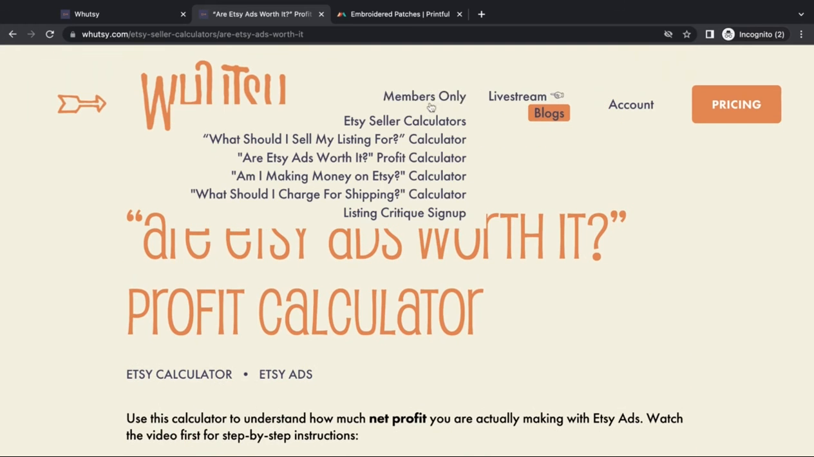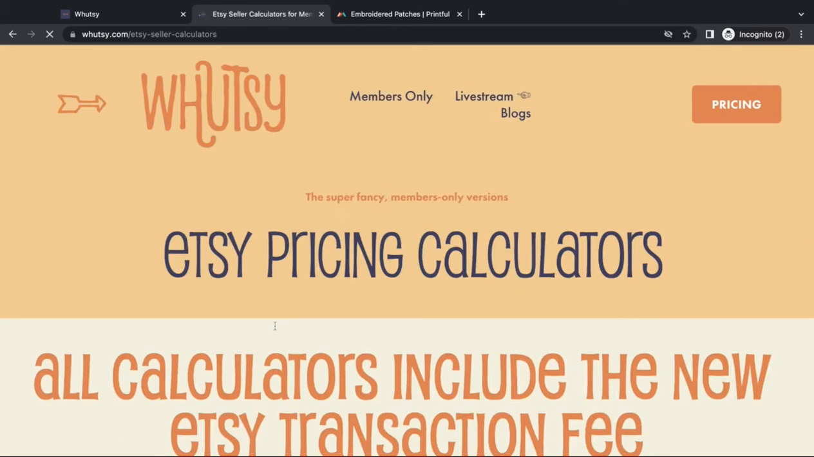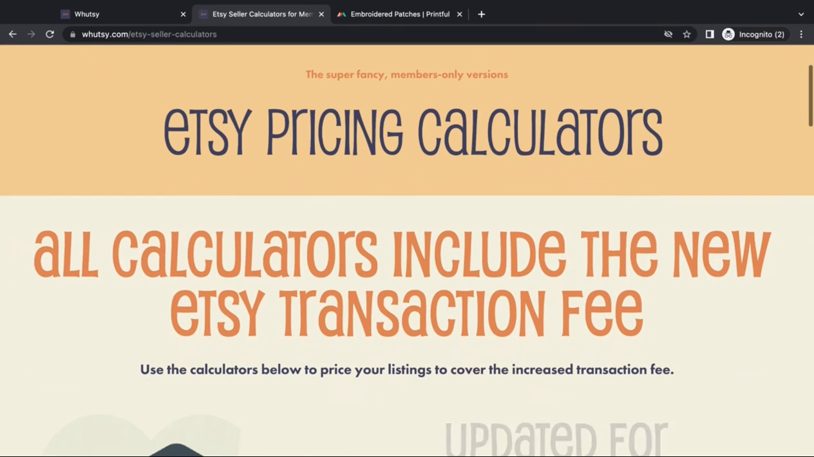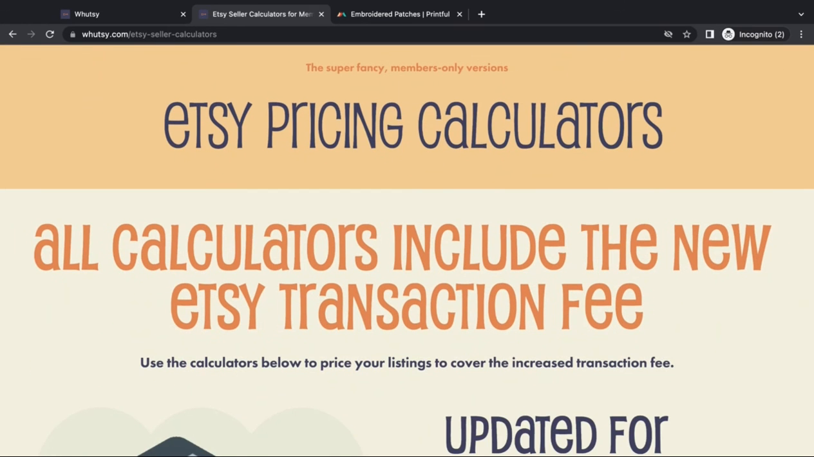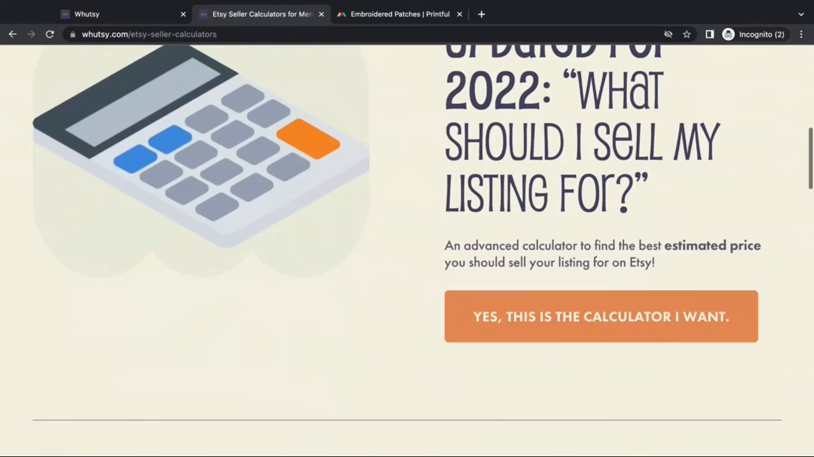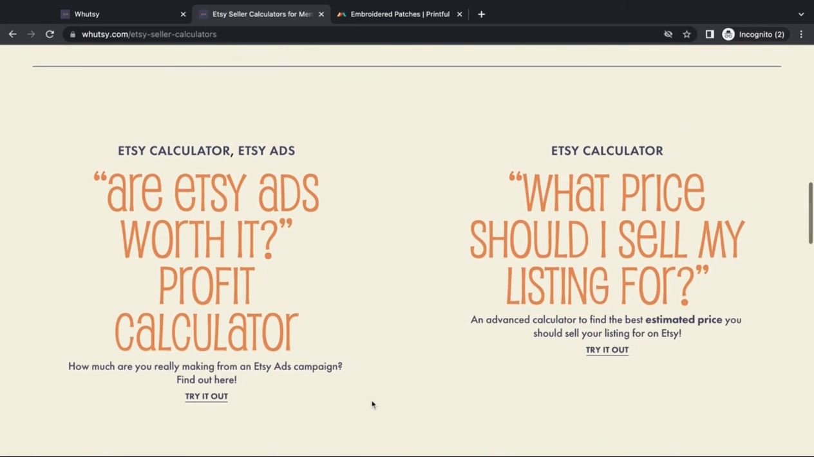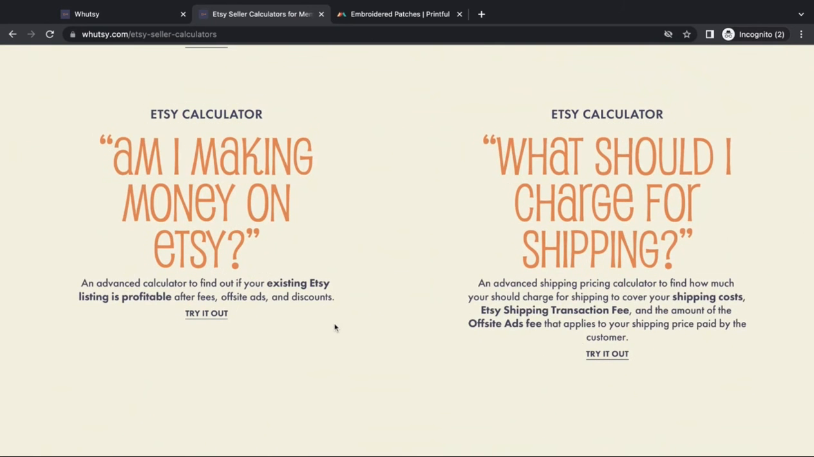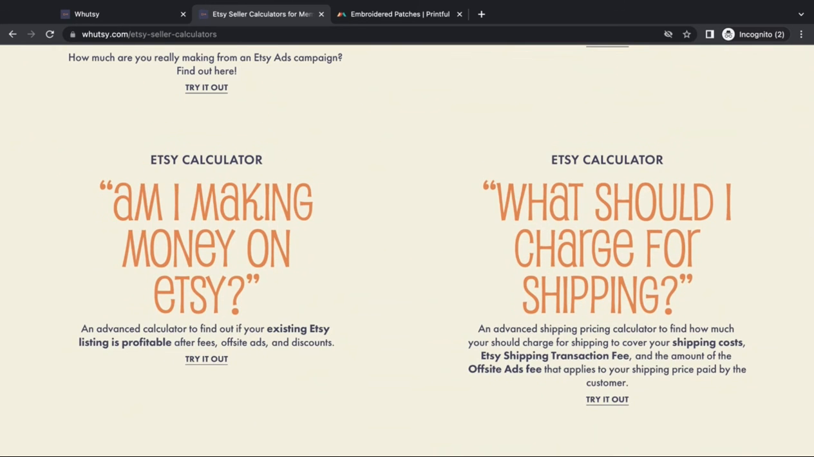Okay, so I hope this tour of all the Etsy seller calculators I have helps you decide if you want to sign up to become a member, if these Etsy calculators are useful for you, if they might help you figure out the new transaction fee, what's really happening there. How is that affecting your listings? You know, any established shops, I have some great calculator tools for you, including the Etsy ads calculator and the Am I Making Money on Etsy calculator for those existing listings, those existing products that you have for sale. Okay, you know, those are really great for established shops to use.